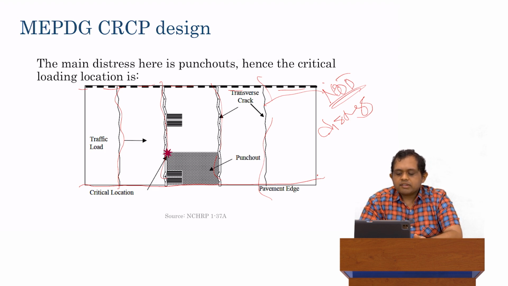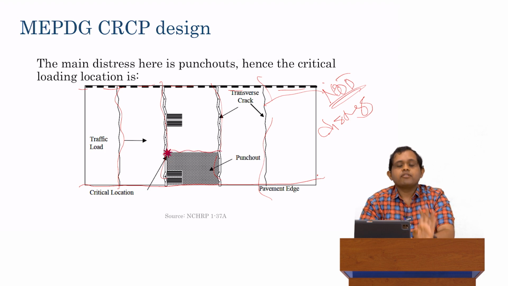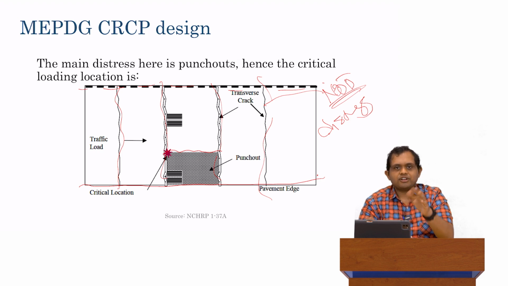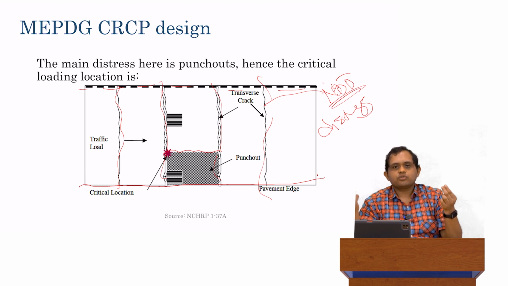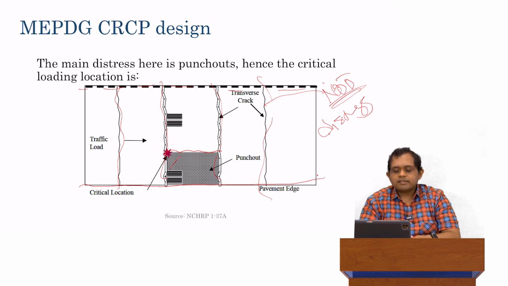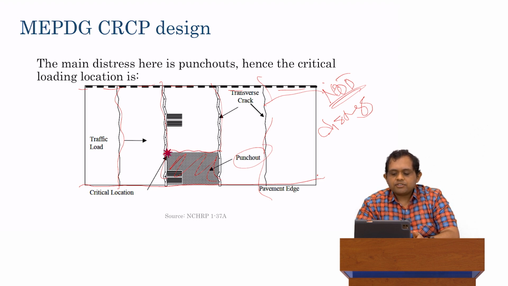Now, what happens is that a longitudinal crack forms. So we are supposed to have transverse cracks. We are not supposed to have longitudinal cracks. So longitudinal cracks form, and those longitudinal cracks are actually the distresses. So the transverse cracks are not distresses. The longitudinal cracks are the distresses. So we have these longitudinal cracks, and once a longitudinal crack successfully connects to transverse cracks, this area becomes a punch out.